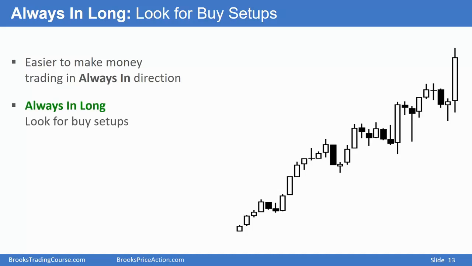It's much easier to make money trading in the always in long direction. Lots of ways to get long. You can buy pullbacks, breakouts of pullbacks. You can buy bear closes, betting that the bear reversal will fail. You can buy below bars, betting that the bear reversal will fail. You can buy for any reason, buy at the market.